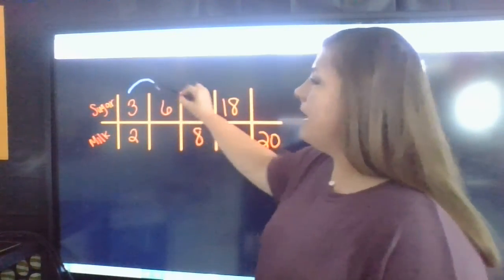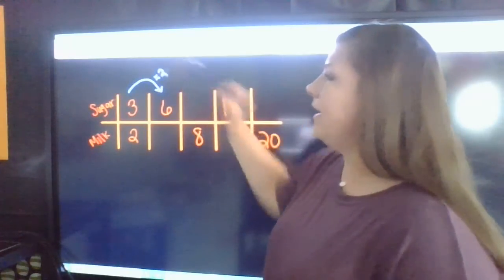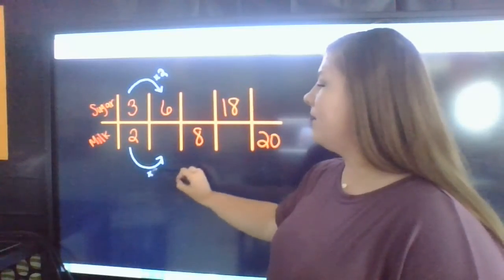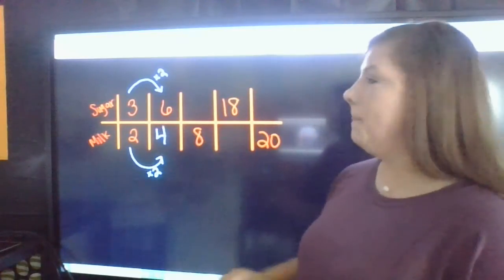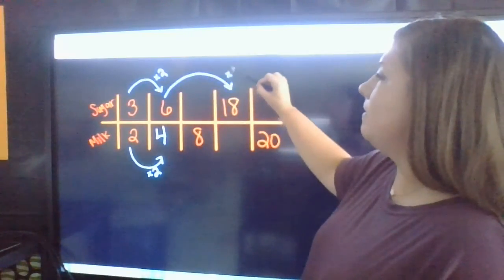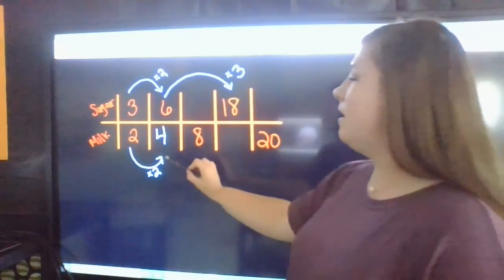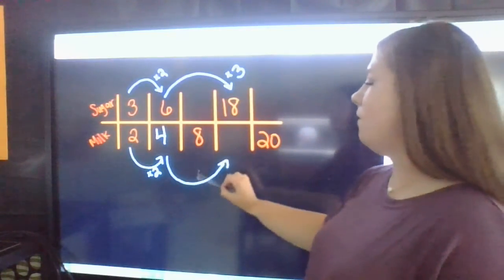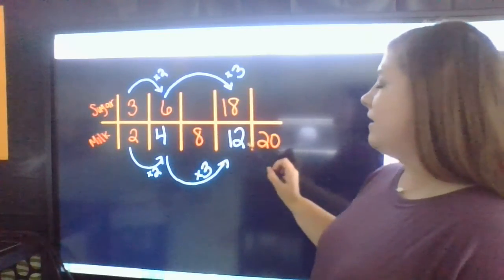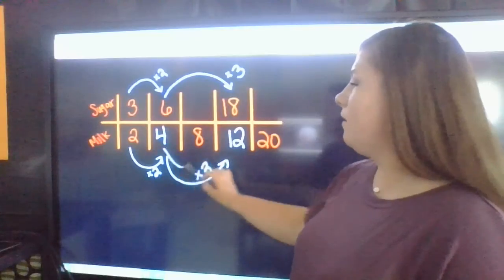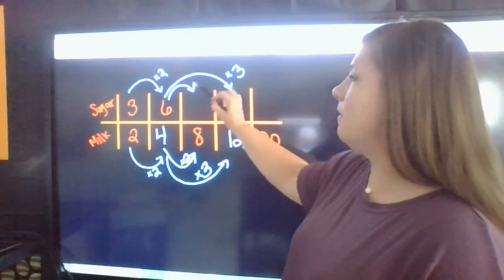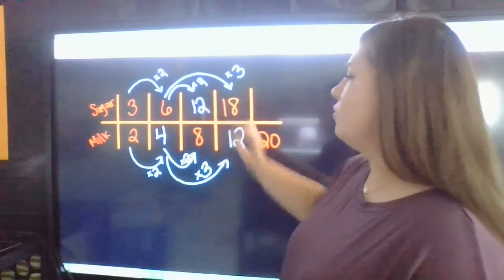I know that if I multiply 3 times 2, I get 6. So on the milk portion, I could say 2 multiplied by 2 is 4. Then I could look here at the sugar again and say 6 multiplied by 3 is 18. And I can go to my milk and say 4 multiplied by 3 is 12. I could then say from my milk 4 multiplied by 2 is 8. So my sugar, 6 multiplied by 2 is 12.